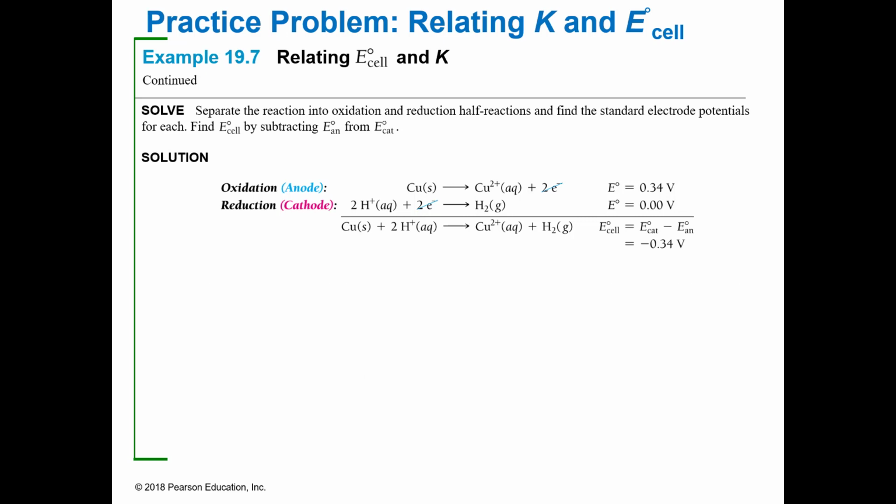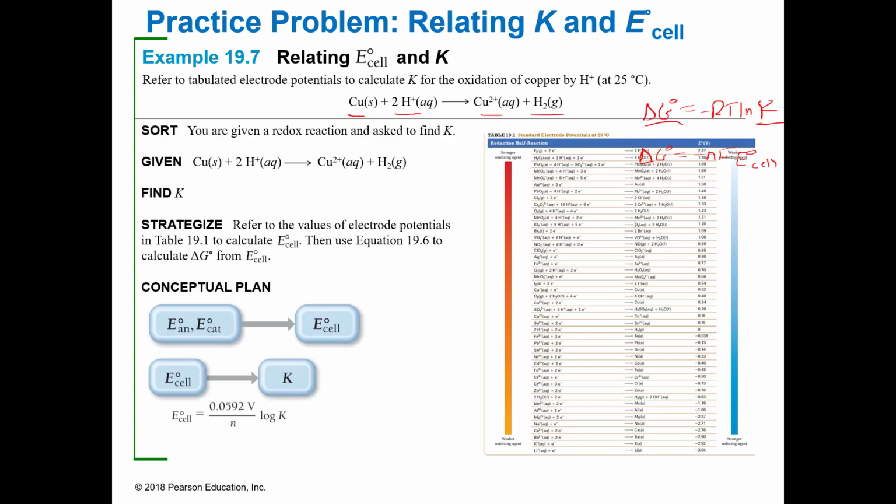Let's go back. I just want to, again, say how you could have done this. You could have solved for delta G here, and then plugged it into this equation up top, and then solved for K. You would have still come up with the same answer.